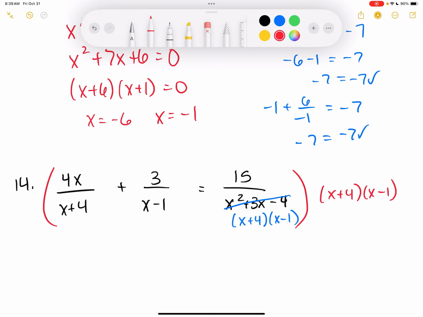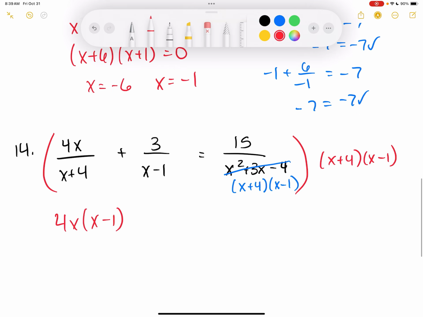So on this first one, when I multiply this first piece by this stuff, the x plus 4's cancel, so I end up with 4x times x minus 1. If you want to go ahead and multiply that through, you can, but I'm going to do it in steps since this one's bigger. Plus, over here, the x minus 1's cancel, so I have 3 times x plus 4. Over here, everything's going to cancel, top and bottom, so I'm just left with equals 15.